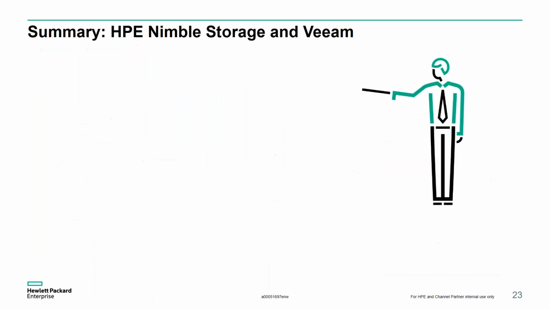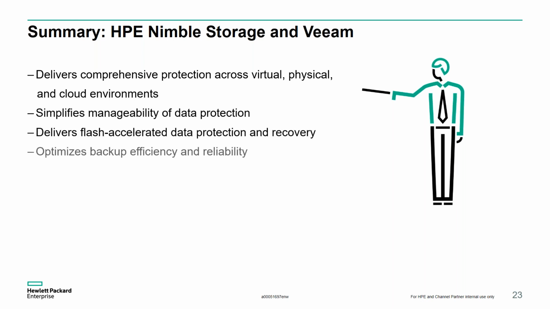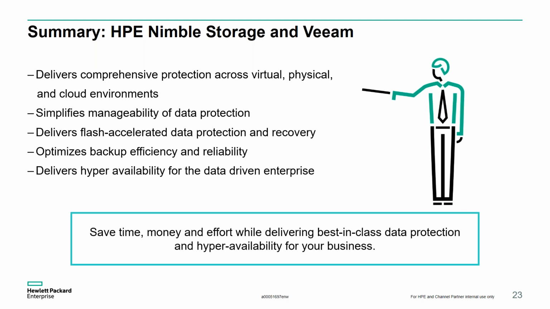So next slide, please. So a summary for just this part of the overview is that we're able to deliver comprehensive protection for you guys, no matter what you're doing with your data across virtual, physical, and cloud. This simplifies manageability because you orchestrate everything through Veeam. You don't actually orchestrate any of this through Nimble. It all goes through the Veeam user interface. It delivers you the flash accelerated data protection and also recoverability that we need, but it's optimizing your efficiency at the same time. And the real thing that underneath the biggest thing that we're doing is delivering hyper availability.